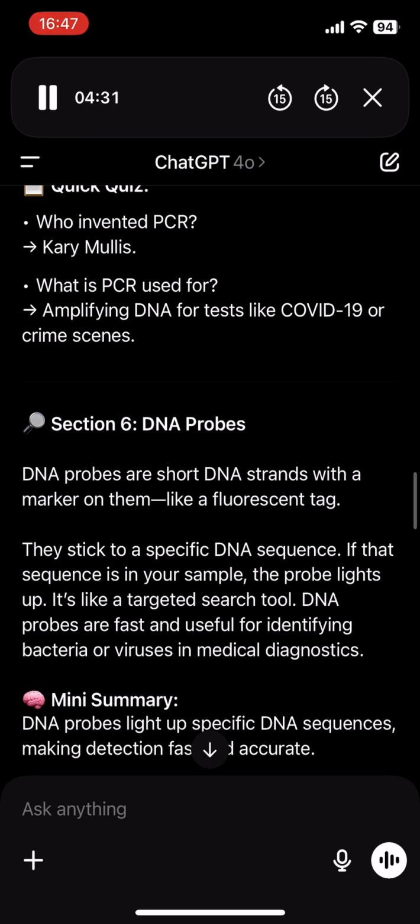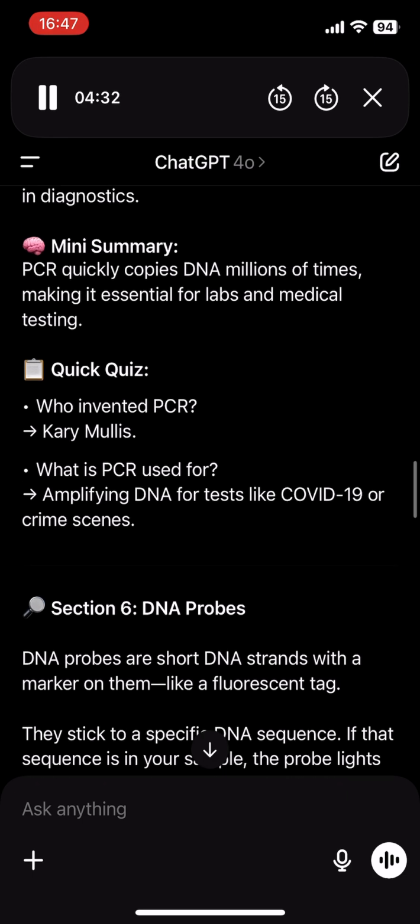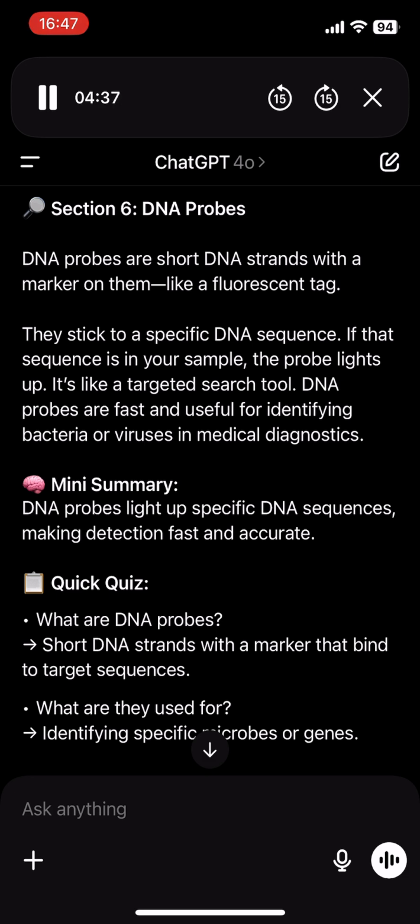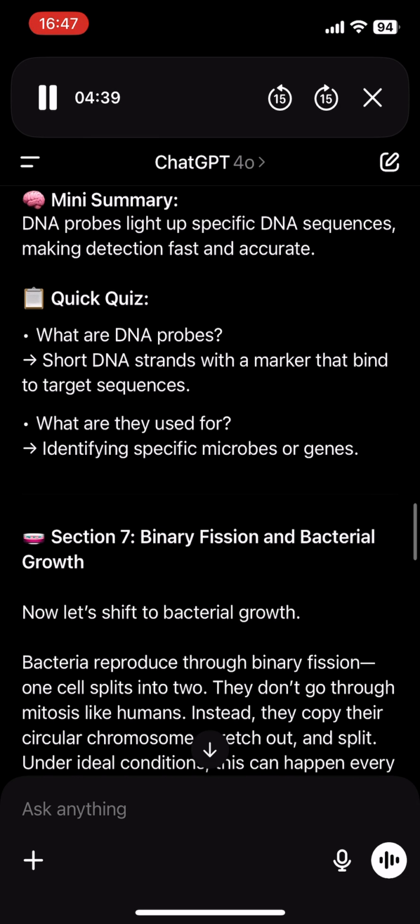Mini summary: DNA probes light up specific DNA sequences, making detection fast and accurate. Quick quiz: what are DNA probes? Short DNA strands with a marker that bind to target sequences. What are they used for? Identifying specific microbes or genes.